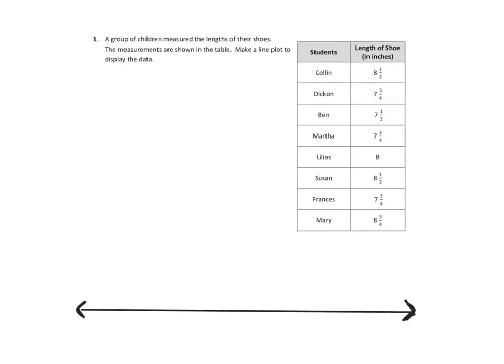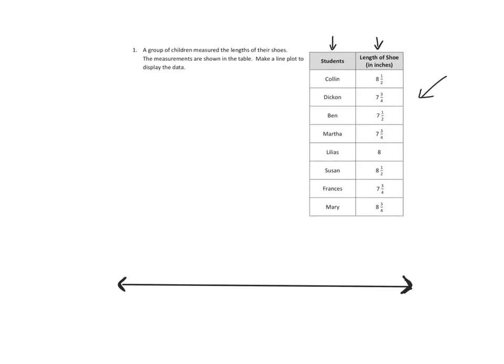And this problem asks us to interpret this set of data over here. We are going to be looking at a group of children who measured the lengths of their shoes, and the measurements are shown in the table, and we're going to make a line plot to display the data. So you see we have the students right here and the lengths of the shoes right here. So down below I've already created the start of my line plot. I'm actually going to need to zoom out here to make a little more room.